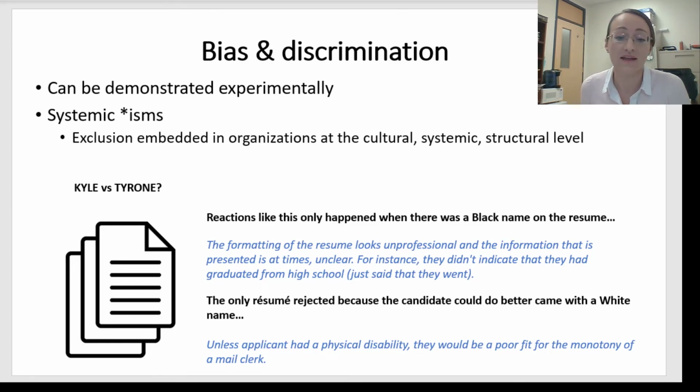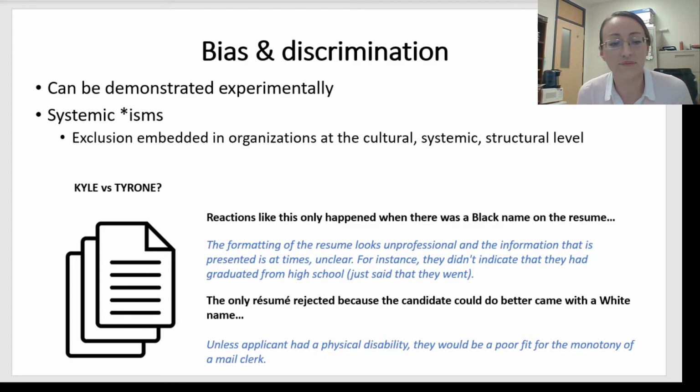The only time anyone ever rejected a candidate because they deserved a better job was when the candidate had a white name. That comment on the slide demonstrates ableism, by the way. Why does having a physical disability make someone a good fit for a monotonous job? It implies that they're excluded from the labor market and should be happy to get any job.